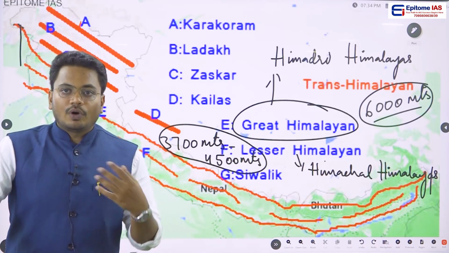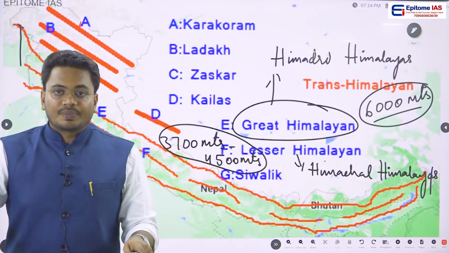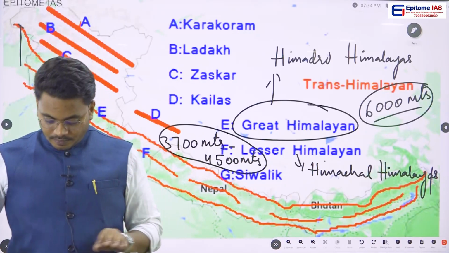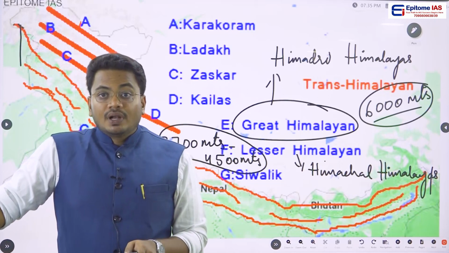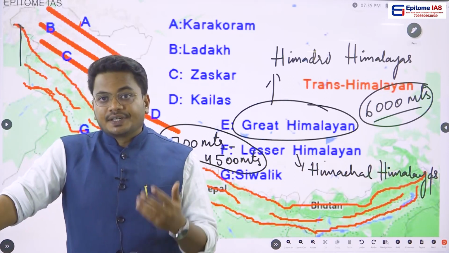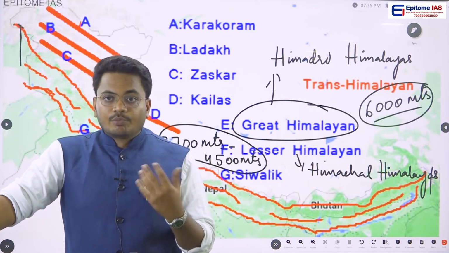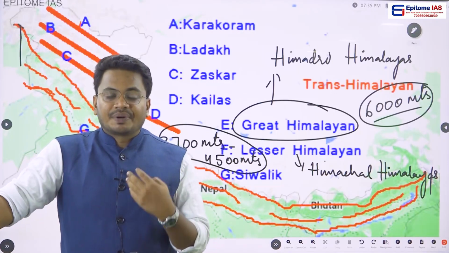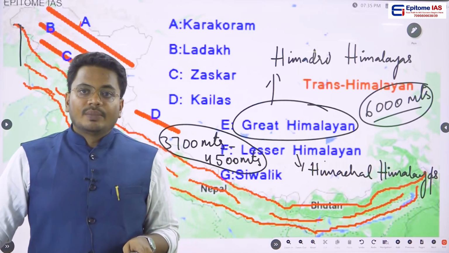And if you see the important things that are present in Himachal Himalayas, Shimla, Mussoorie and Nainital, all these 3 are important hill stations that are present in Himachal Himalayas.